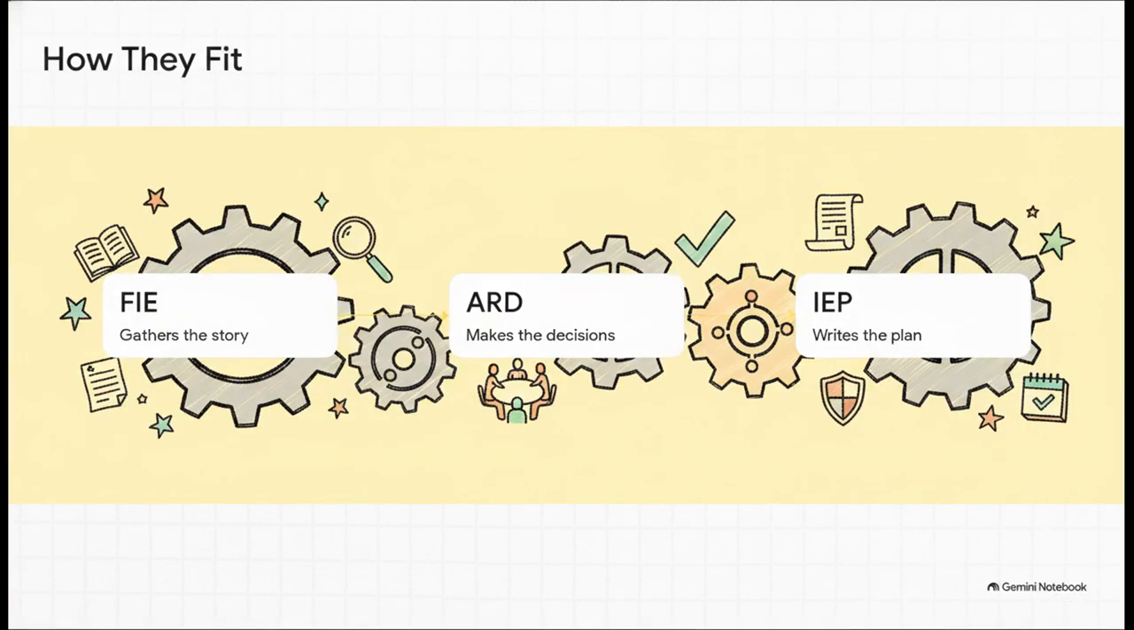So if we step back, this whole ecosystem really operates like 3 giant gears turning together. First, the FIE gathers the story and gives us the data. Then the ARD meeting is where the team actually makes the decisions. And finally, the IEP, that's the legally binding written plan setting everything into motion. See how those 3 intimidating acronyms all perfectly connect to support your child?